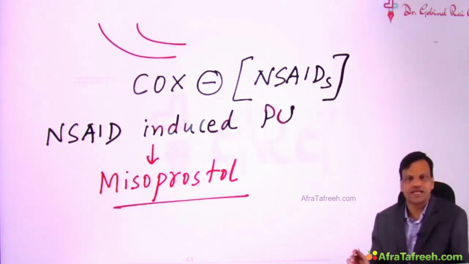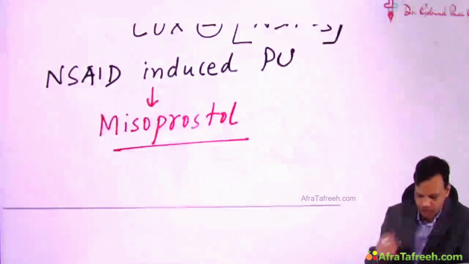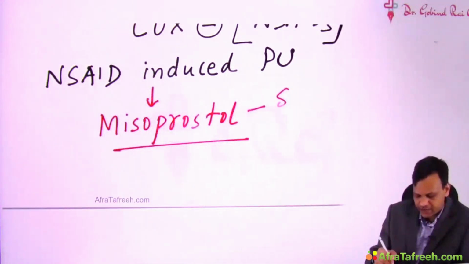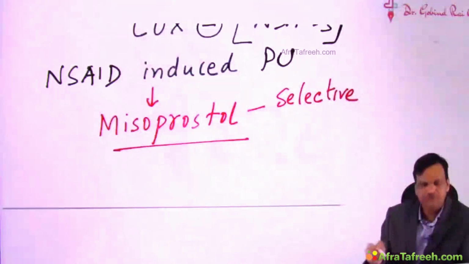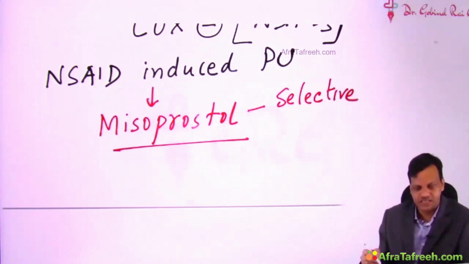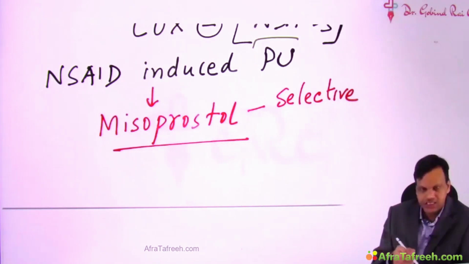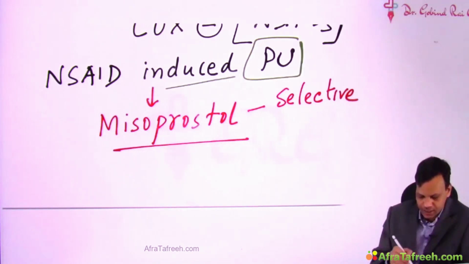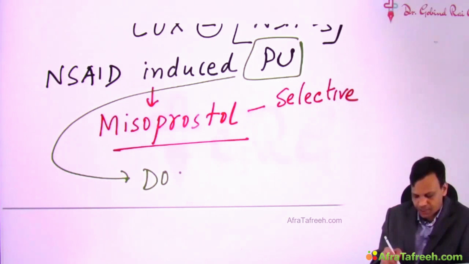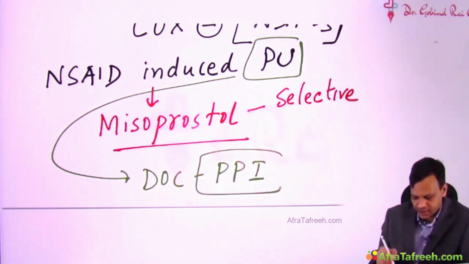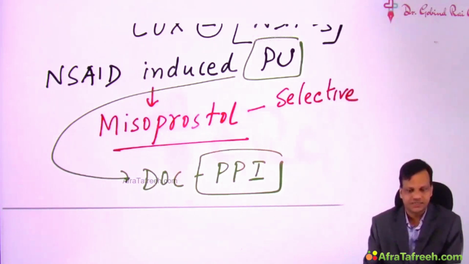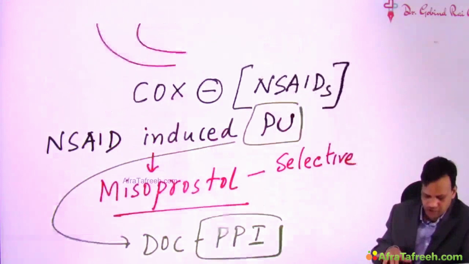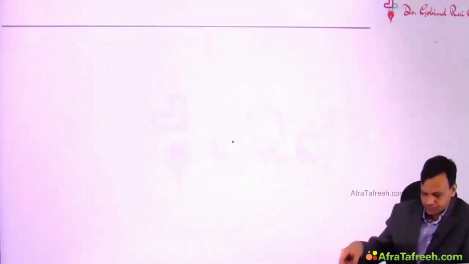Misoprostol can be used for NSAID induced peptic ulcer, but it is important to remember it is not the drug of choice, because for drug of choice the drug should be very safe also, effective as well as safe. Drug of choice for every peptic ulcer, including NSAID induced peptic ulcer, is always proton pump inhibitors. We will discuss in the GIT. Even for NSAID induced peptic ulcer, drug of choice are PPIs. So that is about the effect of prostaglandins on the stomach.